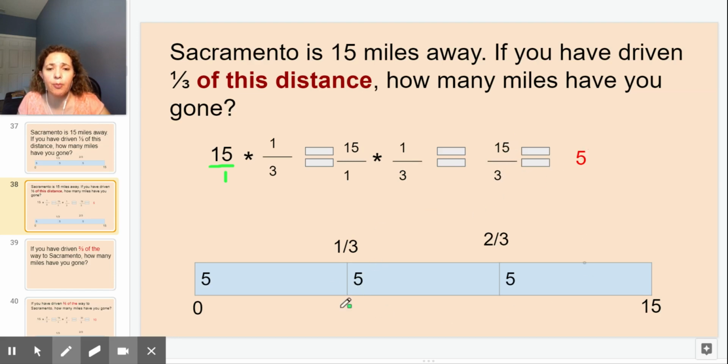And as you can see in my picture here, also it is 5 miles. So you've gone 5 miles. Isn't this way easier than addition and subtraction with fractions because you have to find a common denominator? No common denominator here. Just multiply numerator times numerator, denominator times denominator. So much easier, right? Phew.